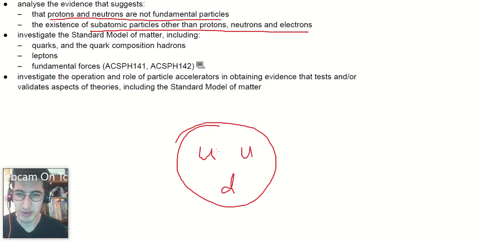And up quarks have a charge of positive 2/3, and a down quark has a charge of negative 1/3. I think I've got this right. So when you add positive 2/3 minus 1/3, you end up with a charge of 1, the charge of one proton. This is what people will tell you. It's not quite, it's correct.